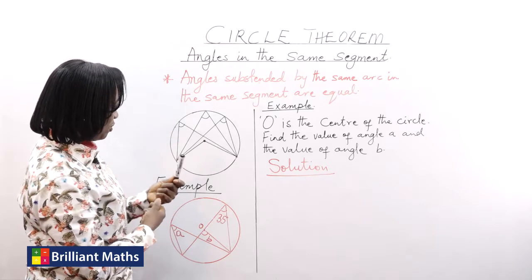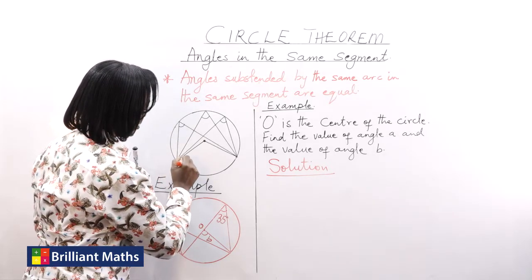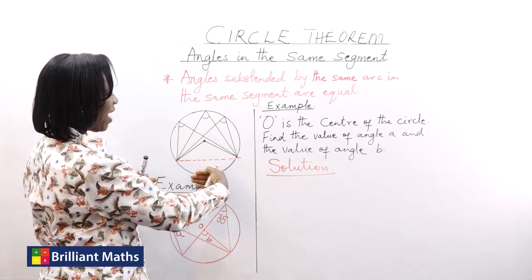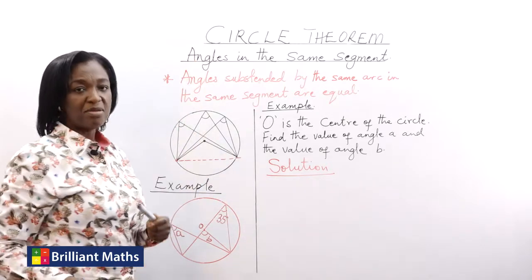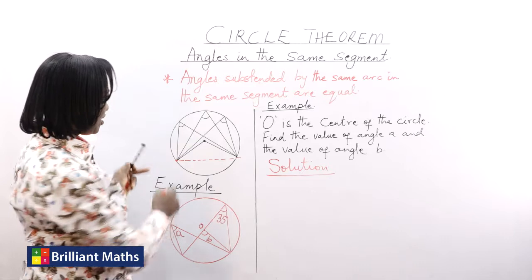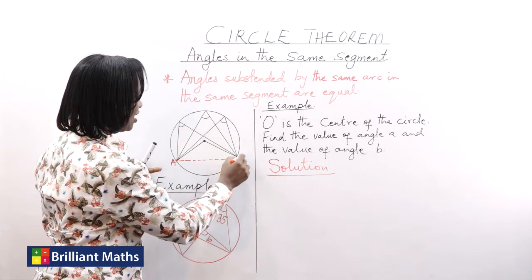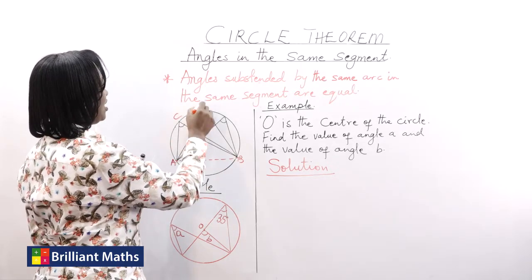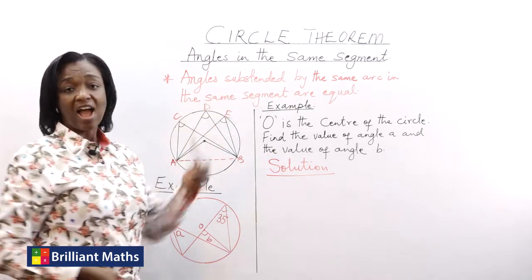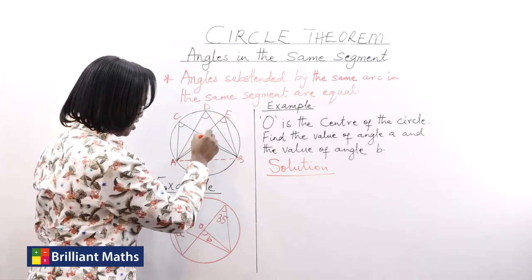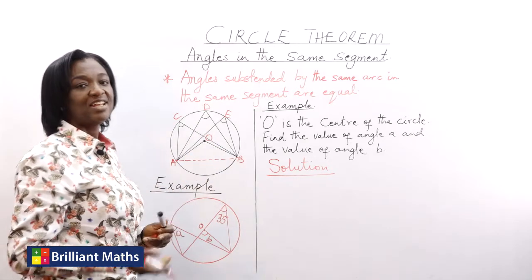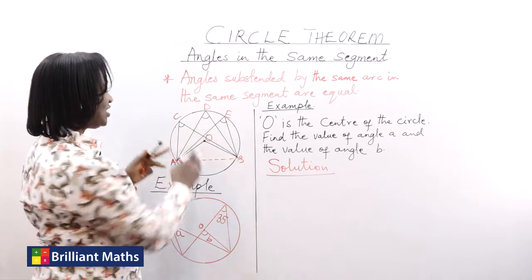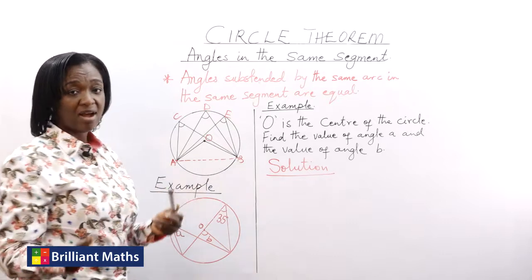So what do we mean by same segment? So assuming that's a chord, this will be the minor segment, and then that will be the major segment. But remember, AB is the arc subtending C, D, and E at the circumference. But this is our center. So also relate that. The angle subtended at the center is twice that at the circumference if they are all subtended by the same arc.